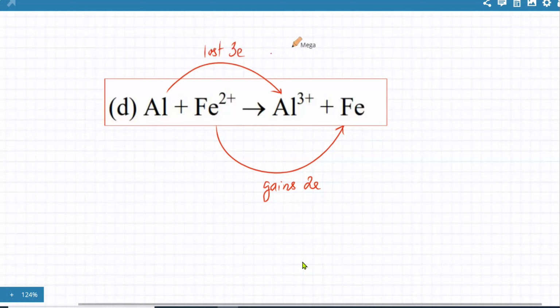So think of a number that I would multiply both with so that the number of electrons gained and lost become equal. What should I multiply this with? And what should I multiply this with? So that the electrons gained and lost become equal. What would be that number? Think of two different numbers actually.